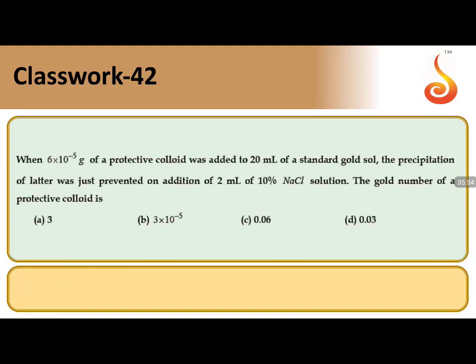Wow, this is the question. When 6 into 10 power minus 5 grams of protective colloid was added to 20 ml of standard gold sol, the precipitation of the latter was just prevented on adding 2 ml of 10% NaCl solution. Gold number of protective colloid is. Okay, first, what is gold number?